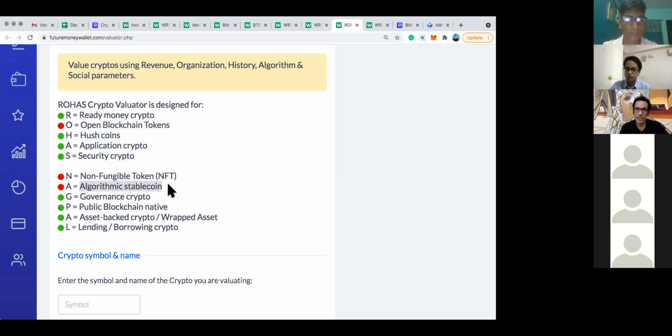Then there are algorithmic stable coins. They try to maintain a standard value. You guys are able to see my screen, right? Yes, sir, your screen is visible.